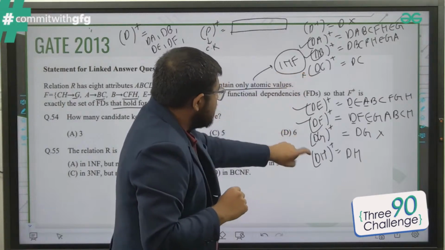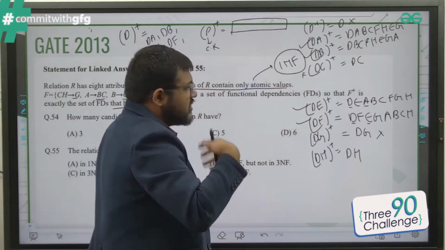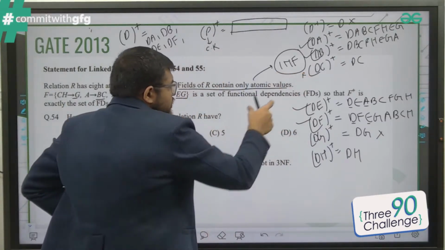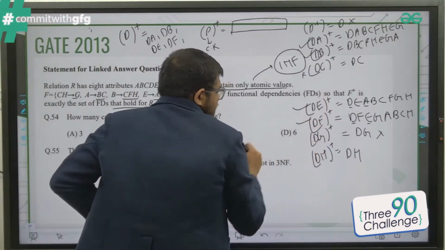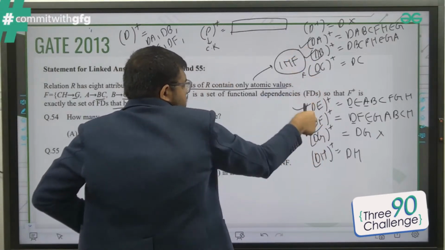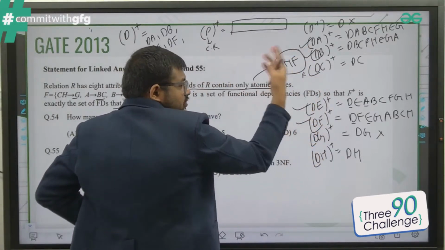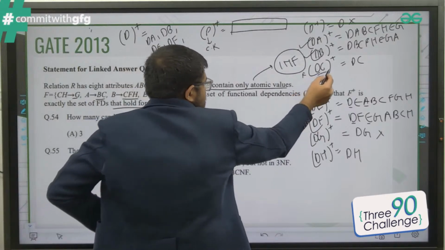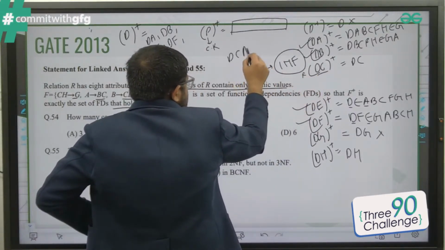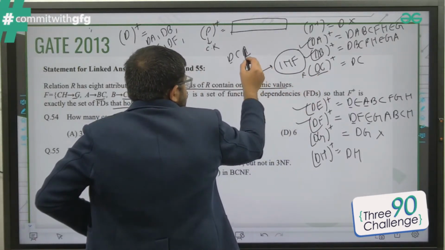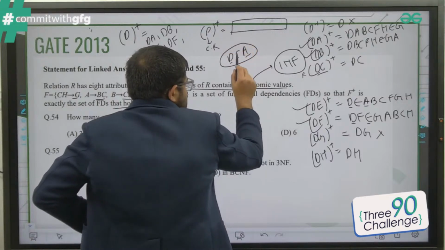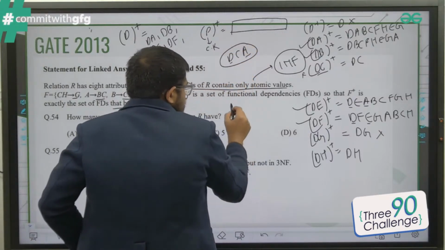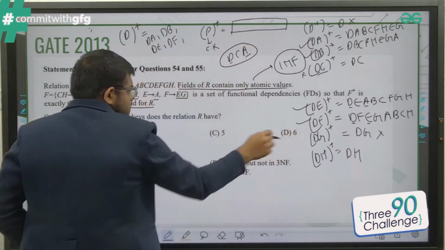DC, DG and DH have not satisfied. So I can make the subset larger. So with C, I can attach G and H. I cannot attach A, B, E or F, right? Because that will not be a candidate key. If with DC I attach A, then DA is a candidate key. So DCA would be a super key. This is not a candidate key, okay? So with DC, I can attach G and H only.